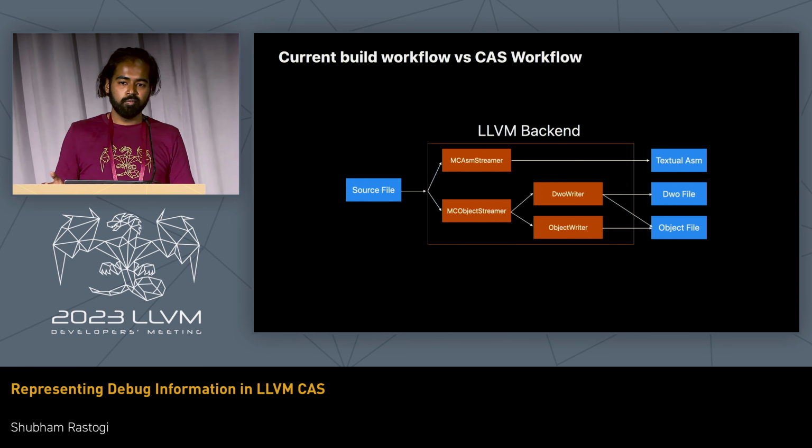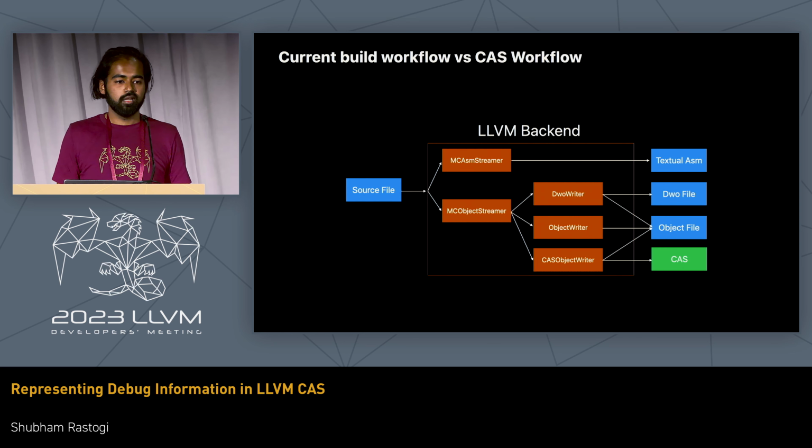Let's look at what the current build workflow versus a CAS build workflow looks like. So currently you have a source file, you pass it to the compiler, at some point it gets to the LLVM backend, and you can use the LLVM backend to generate textual assembler, a DWO file, object file, etc. We have implemented a new object writer that we call a CAS object writer that allows us to generate either a CAS or object files.